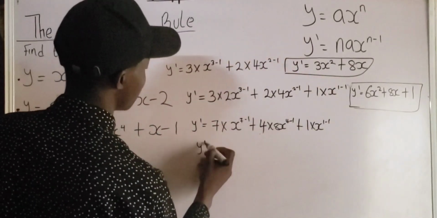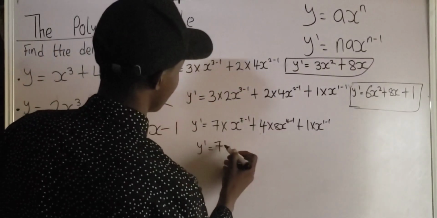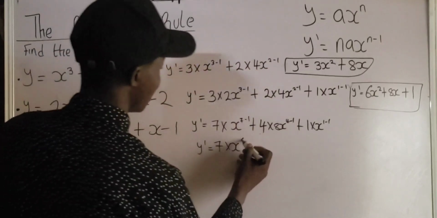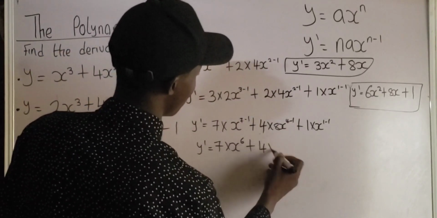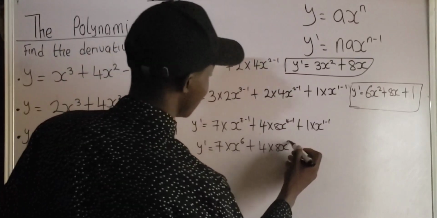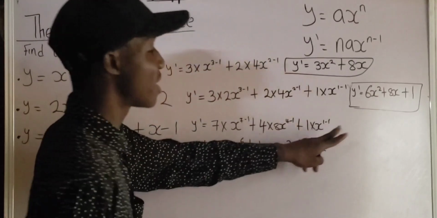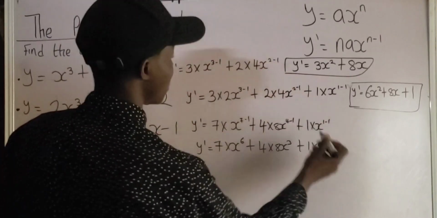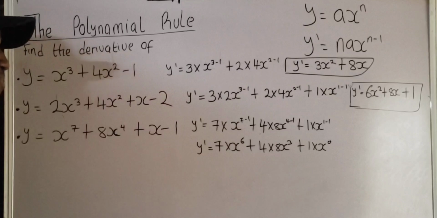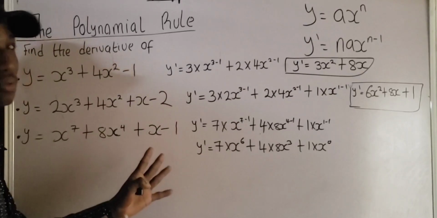So the derivative of y, which is for the third question, is what? 7 multiplied by x raised to the power of 7 minus 1, that is 6, plus 4 multiplied by 8x raised to the power of 4 minus 1, that is 3, plus 1 multiplied by x raised to the power of 1 minus 1, that is 0. So x raised to the power of 0. You understand? Please, I want you to pay attention. Just use the third question as an example. Do you get what I'm saying?